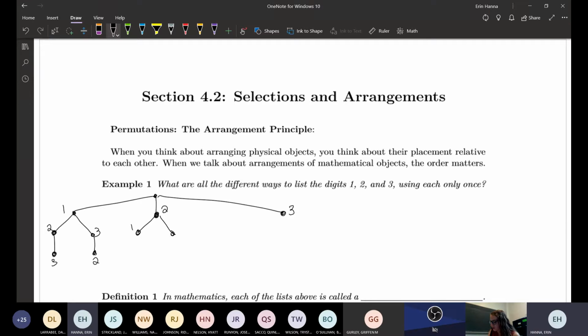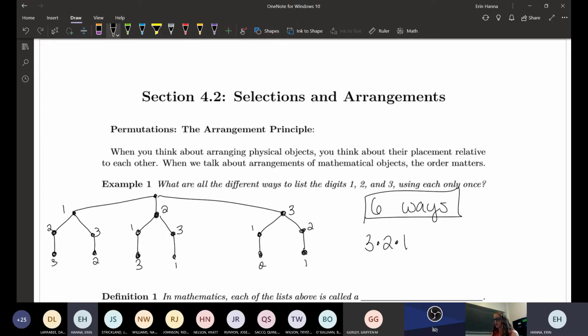So our decision tree would look like this. And of course, that also gets us 1, 2, 3, 4, 5, 6 choices. So we have 6 ways. So we could also, again, think of this as 3 times 2 times 1. You have 3 choices for the first digit, 2 choices for the second digit, 1 choice for the third digit. So we have 6 ways to arrange these.